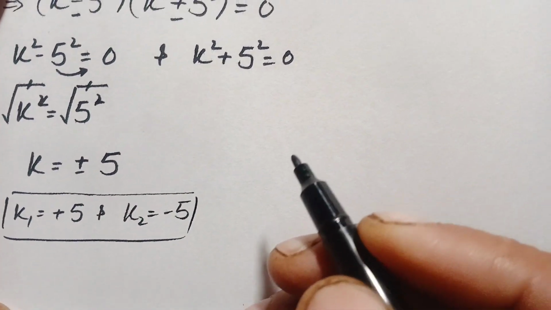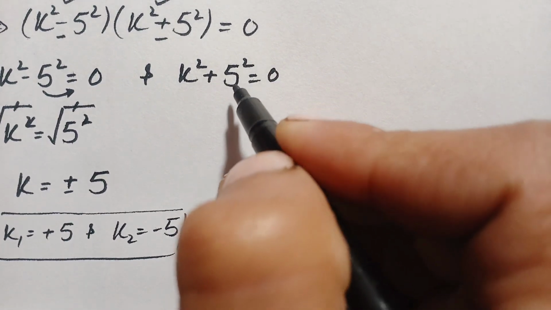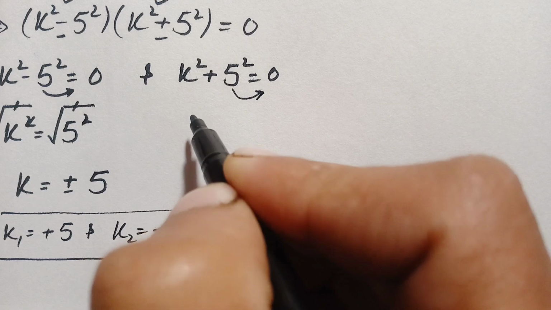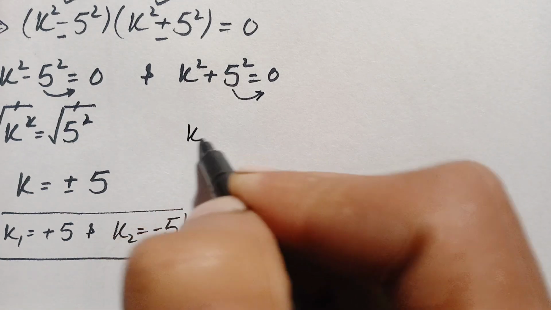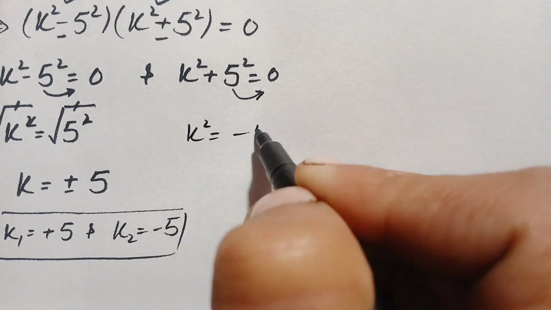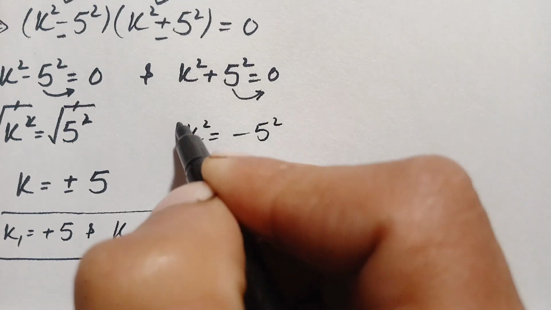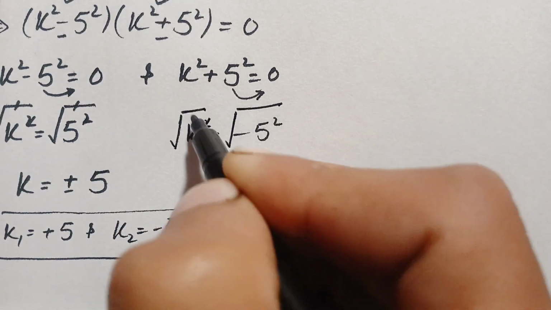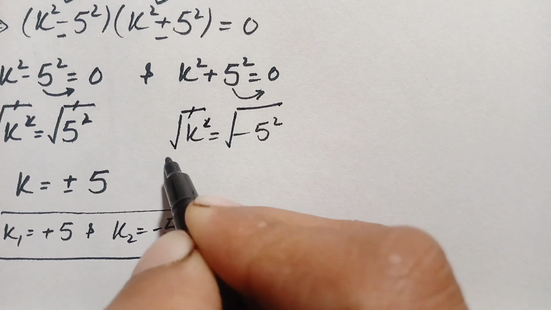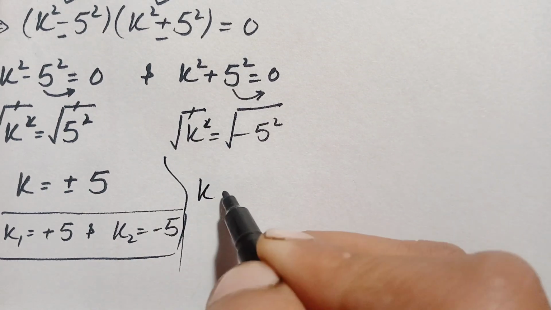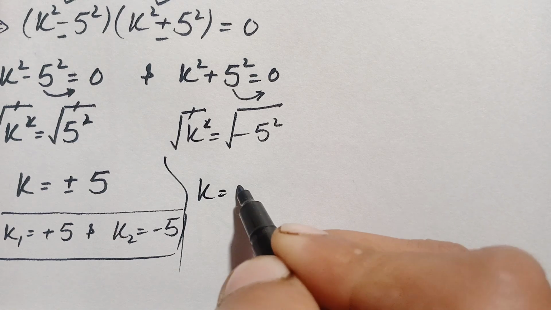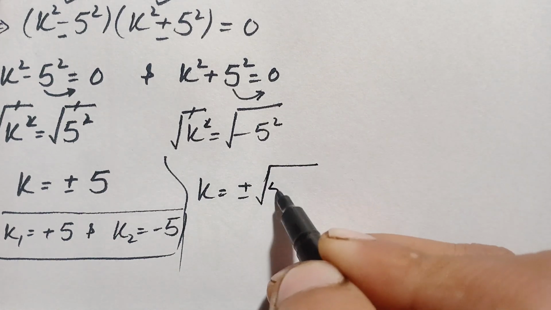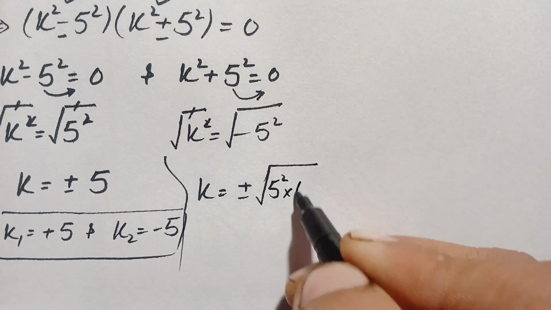Then we will try to solve this other quadratic equation. So again we will move this positive 5 square to the right hand side. So it will become negative 5 square. And this will become k square is equal to negative 5 square. Now let us take square root on both sides again. So this square and square root will be cancelled. So only k will be left here. And here we can write this as plus minus square root of negative 5 square, which can be written as 5 square times negative 1.